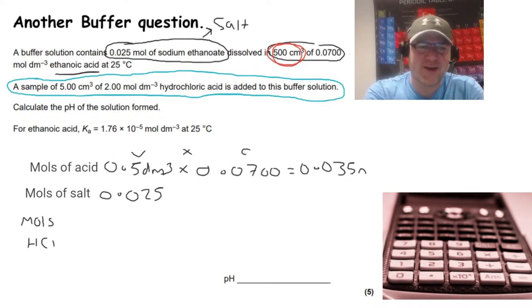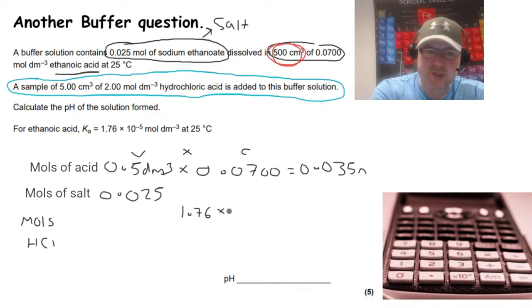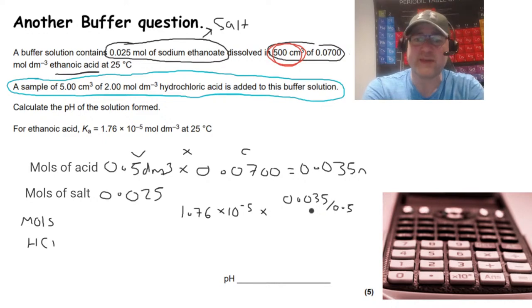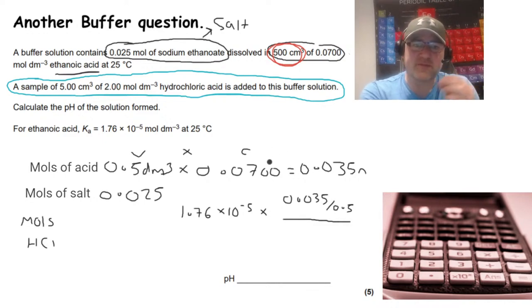So what I will need to do is, I'm going to need the Ka, which is 1.76 times 10 to the minus 5. This is not the answer for the actual question. Just check I'm not muted. But this is a variation of the question you could get, and it saves me having to root around. I was trying to find a question which asked for delta pH, and I couldn't find one. So I want to multiply the Ka by my acid moles. Although, if I want to change that into concentration, I'm going to divide by 0.5. So moles over volume gives me the concentration. And then I'm going to divide that by my moles of salt.